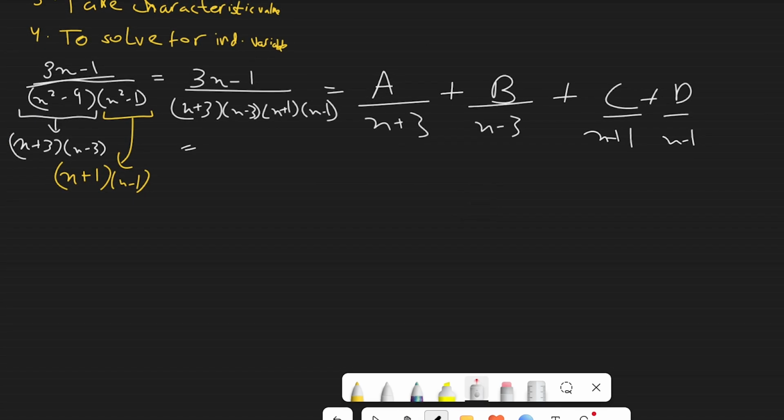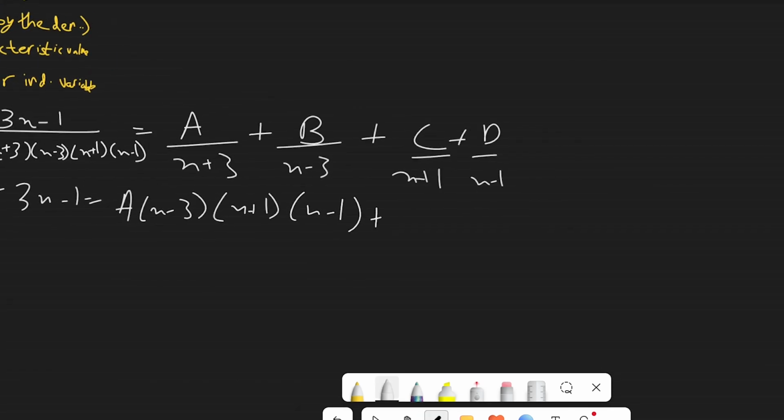So what do we do over here? Let me just consider this part, leave this part for now. For destroying the denominator, we multiply all these with this, then with this, then with this, then with this. So what do we get? 3x minus 1 is equal to a into, when x plus 3 multiplies with all this, we can cancel out x plus 3 in the denominator, and we will have this in the numerator: x minus 3, x plus 1, x minus 1.